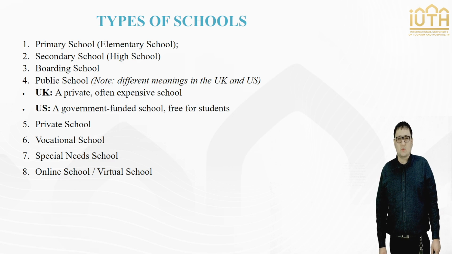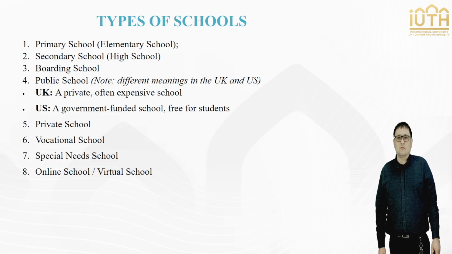The third one, boarding school. A school where students live on campus during the school term. They study, eat, and sleep at the school. The fourth one, public school. It has different meanings in the UK and the US, in the United States of America. So, in the UK, a private, often expensive school, and in the United States of America, a government-funded school, free for students. The fifth one, private school, a school that parents pay for. It's not funded by the government, often offers smaller classes or special programs.